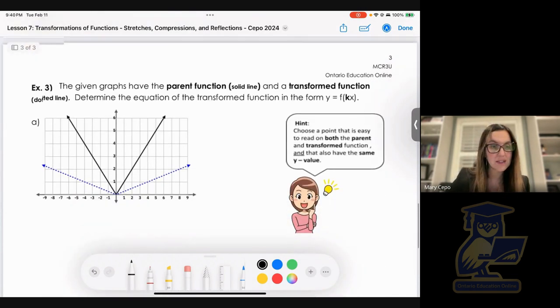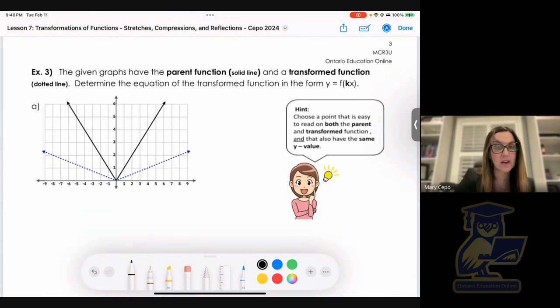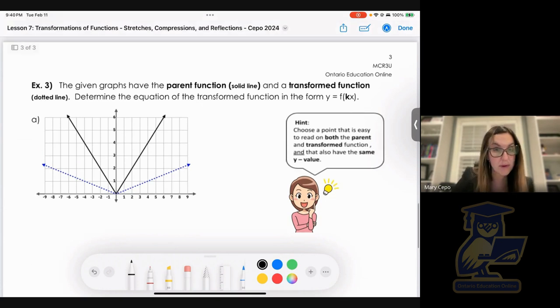Okay, looking at example 3, we have the given graphs, with the parent function as a solid line and a transformed function as a dotted line. Determine the equation of the transformed function in the form y = f(kx). So we have to come up with the equation. The dotted line would be the transformed function. The solid line is the parent function.